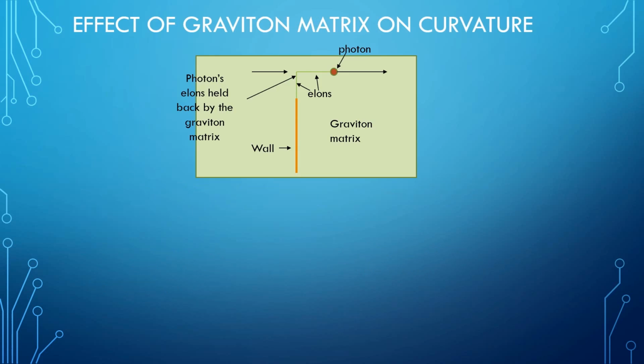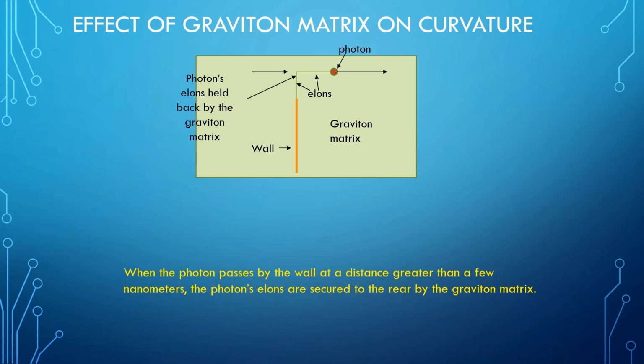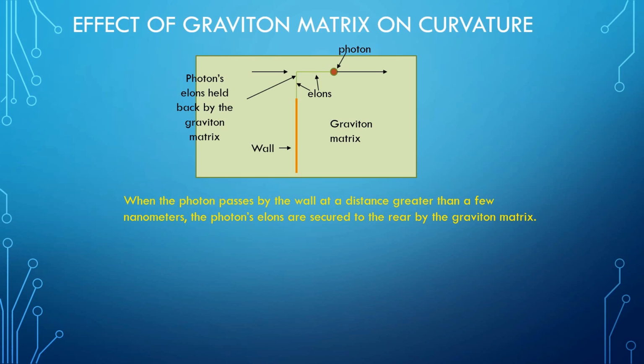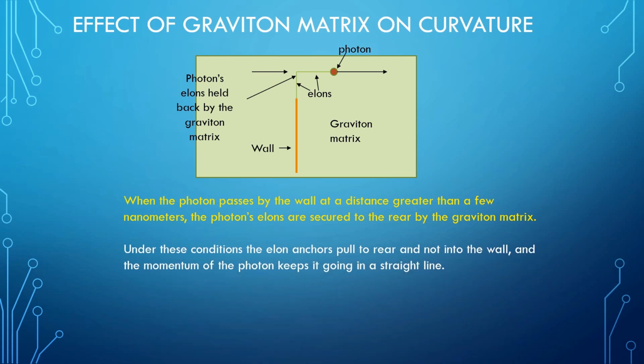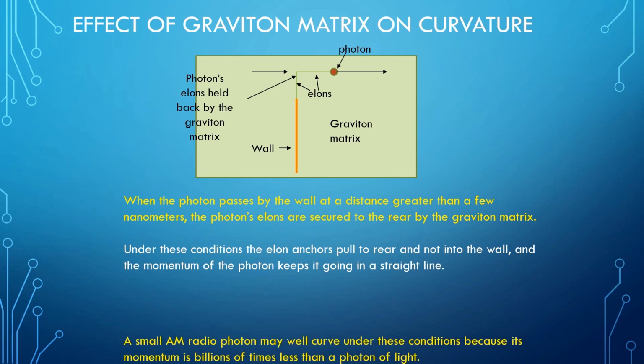The yellow background in this picture represents the dense concentration of gravitons found in the space about us. I refer to this as the graviton matrix. When the photon passes by the wall at a distance greater than a few nanometers, the photon's elons are secured to the rear by the graviton matrix. Under these conditions, the elon anchors pull to the rear and not into the wall, and the momentum of the photon keeps it going in a straight line.